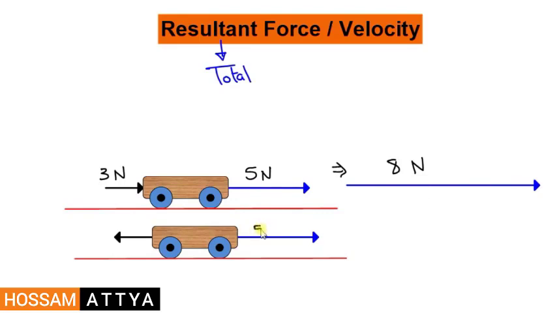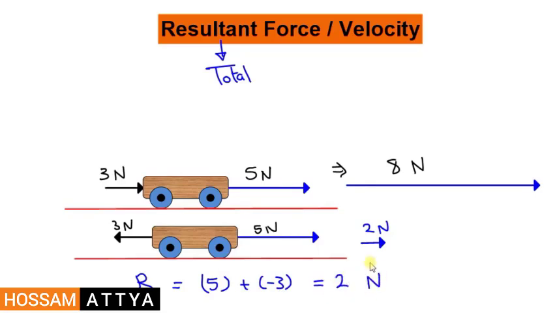Here we have 5 newtons to the right and 3 newtons to the left, which means that the resultant will be only 2 newtons to the right. Actually, when we add these forces, we say resultant equals 5 plus minus 3, since the 3 is in the opposite direction. This is why the answer is 2.